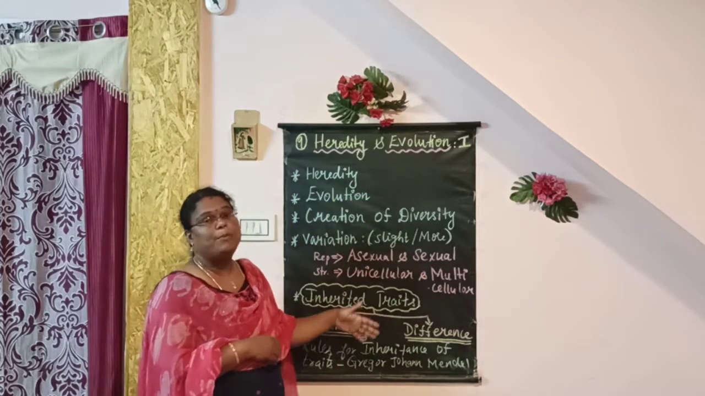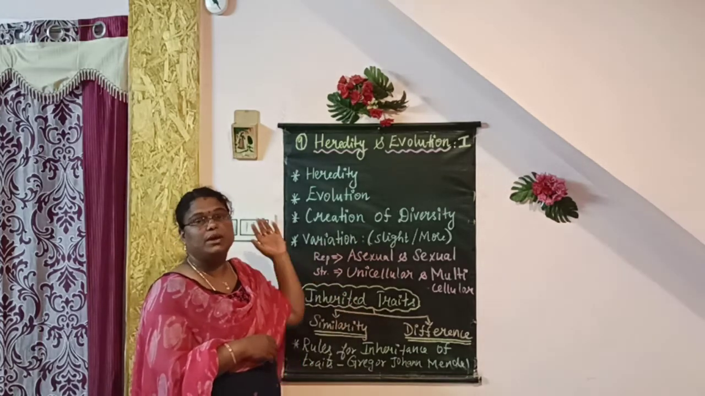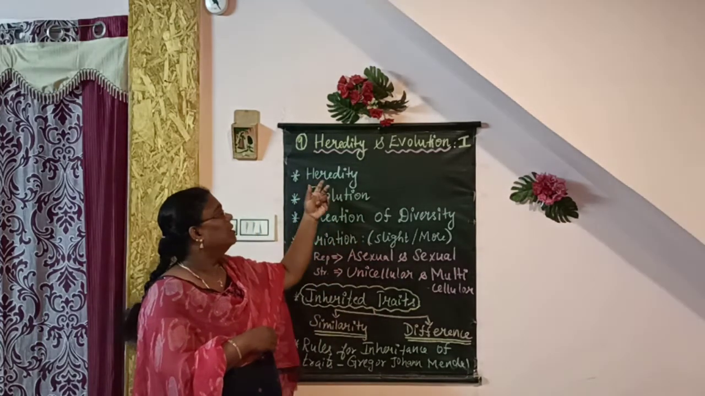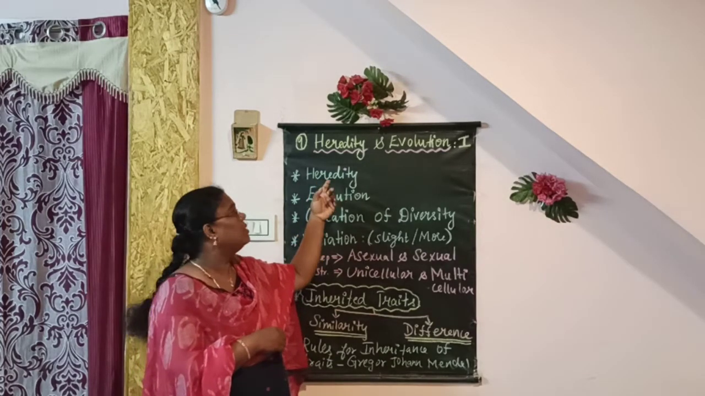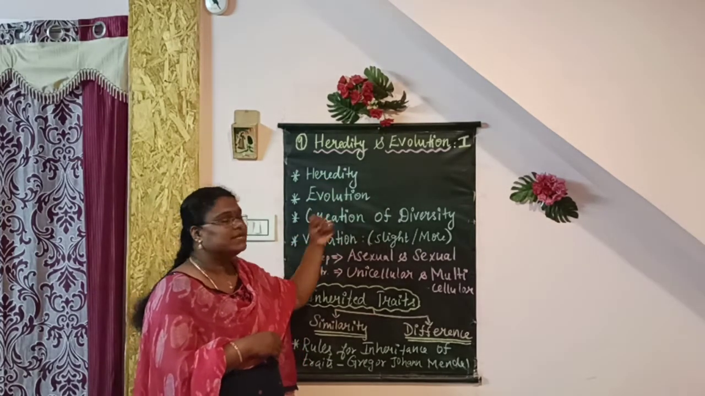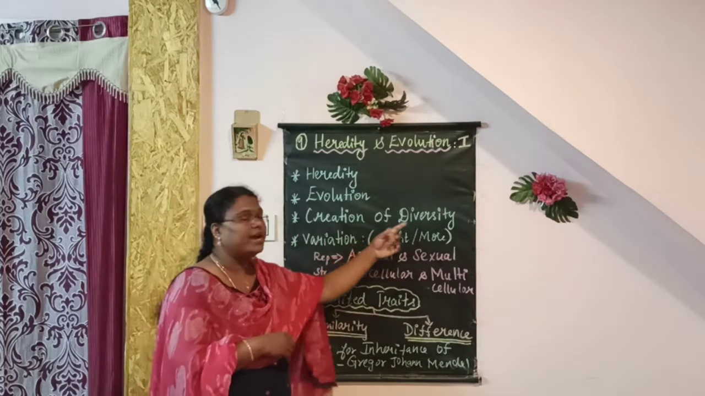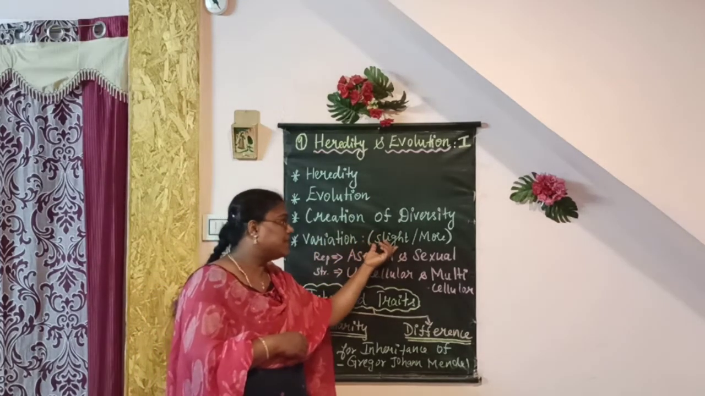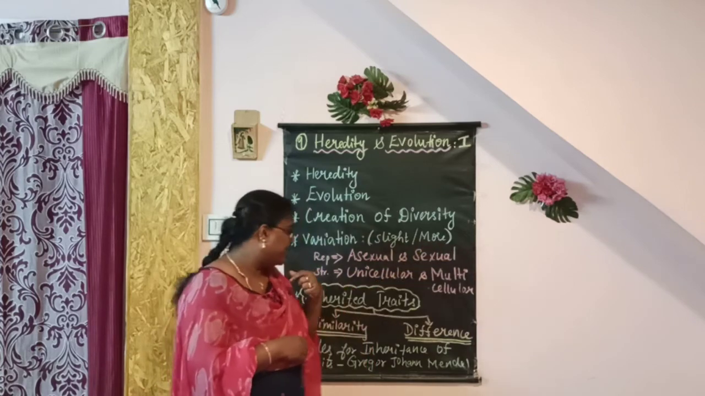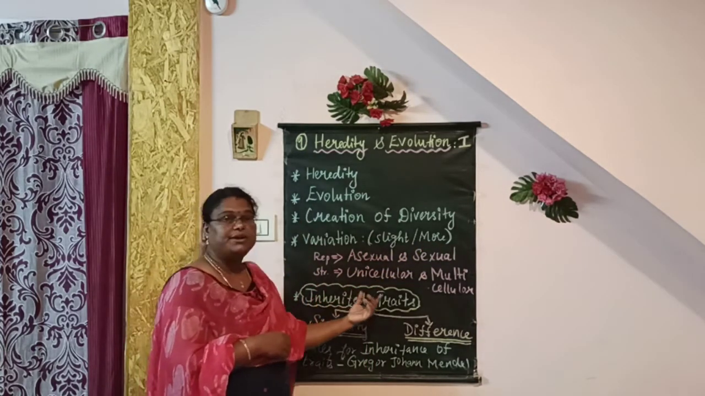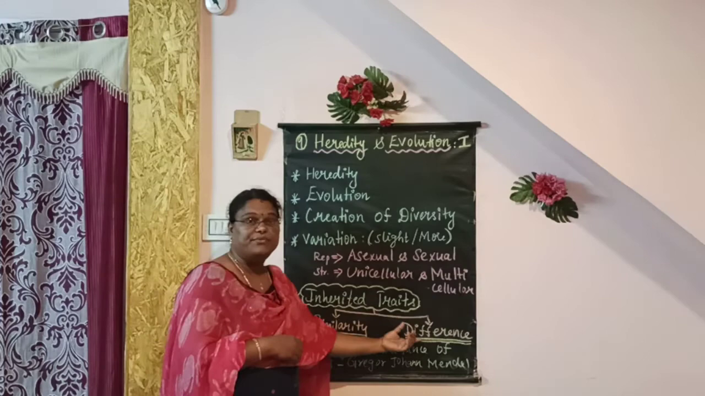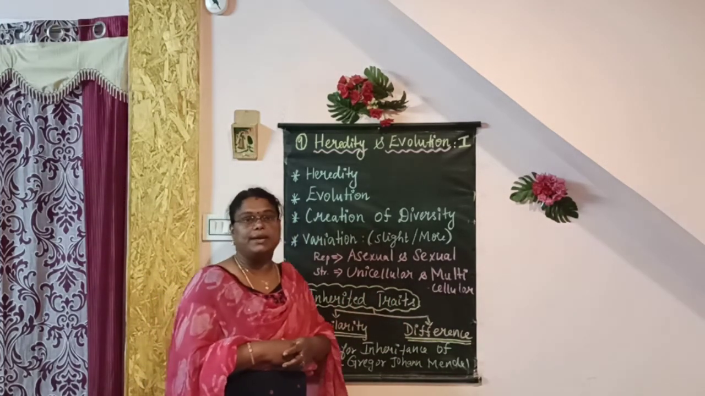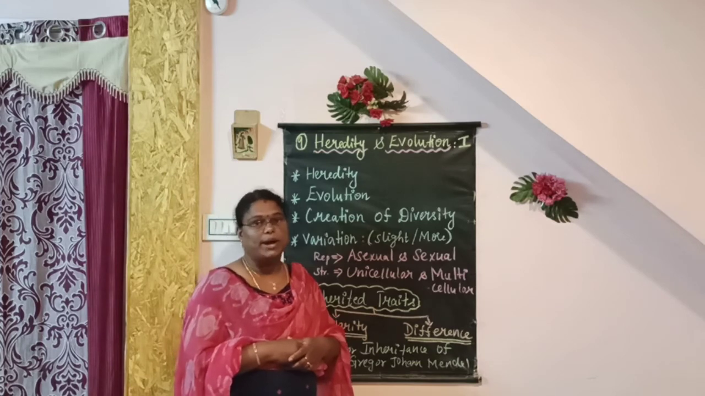So this is about part 1, and in part 1 we discussed the introduction. Under the introduction we saw what is heredity, what is evolution, creation of diversity, variations, slight variation and more variation, inherited traits, similarity and differences in inherited traits, and the rules of inheritance given by Gregor Johann Mendel.